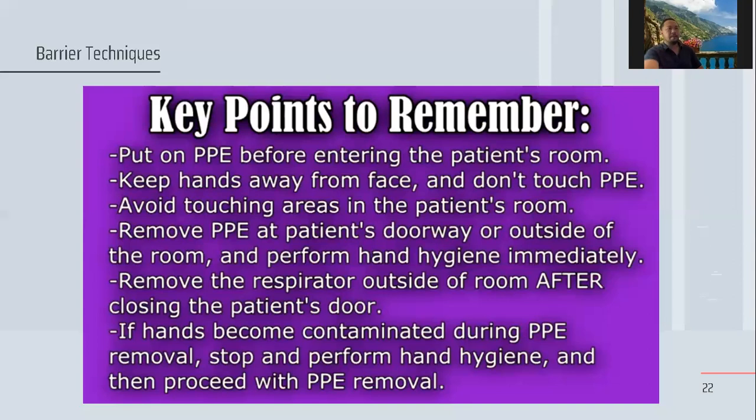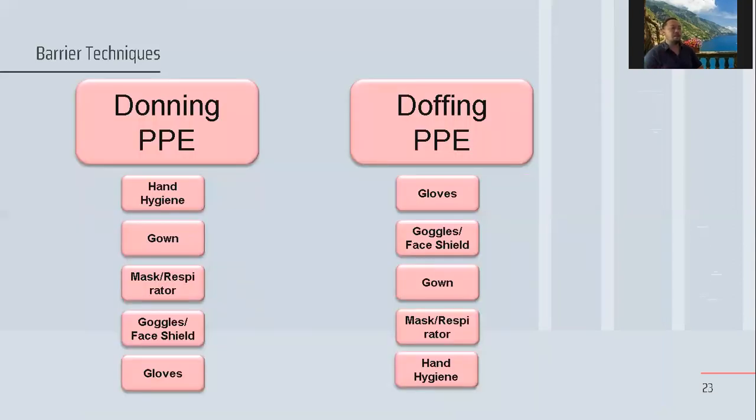Okay? So how do you don and doff your PPE? So for donning, this is the sequence, no? Hand hygiene, gown, and then you wear your mask or respirator, goggles or face shield, and then your gloves. There is also a different sequence dun sa doffing nyo. Mauna ang gloves, followed by your goggles and face shield, then your gown, and then your mask or respirator. And then perform hand hygiene.